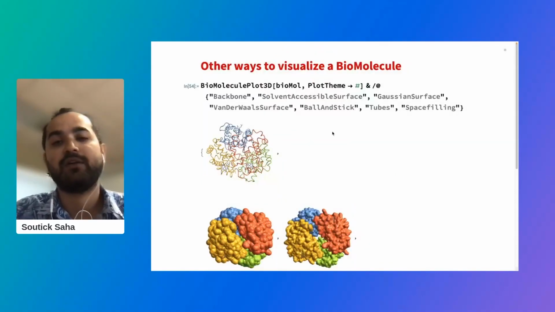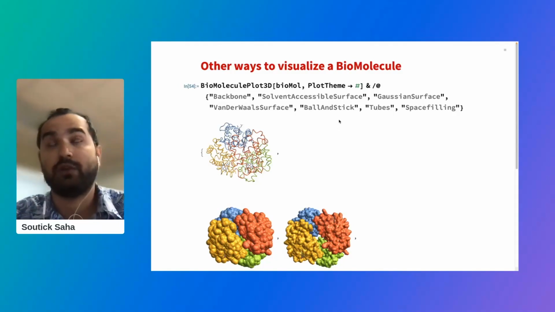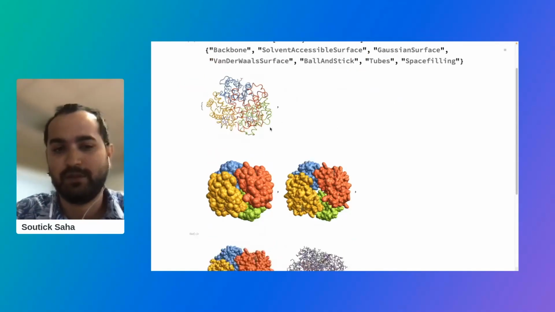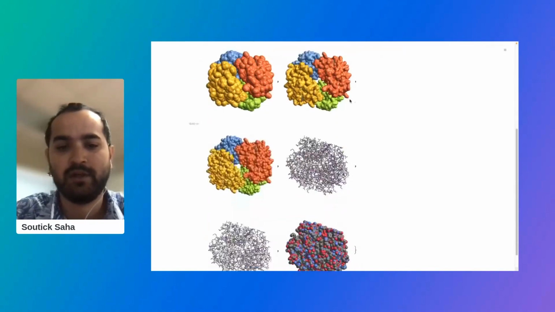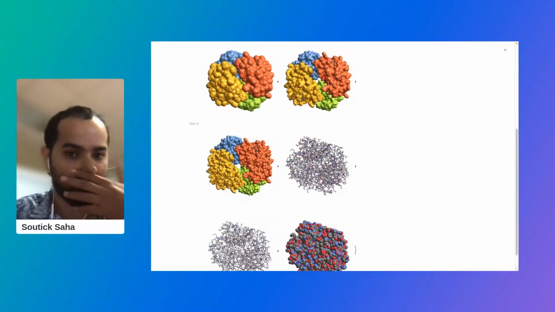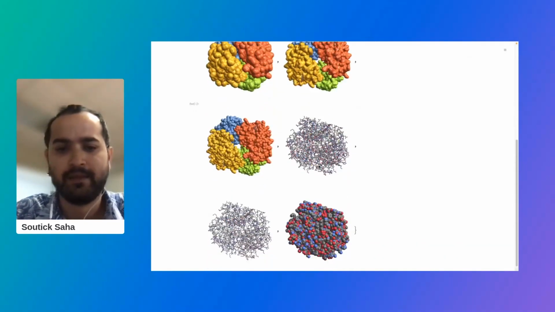So there are other different ways to visualize biomolecules. The ribbon diagram that I just showed you is the most common, but you can also see just the backbones, different surface representations, as you can see here, individual atoms, the molecular structure using ball and stick, tubes, and space filling.